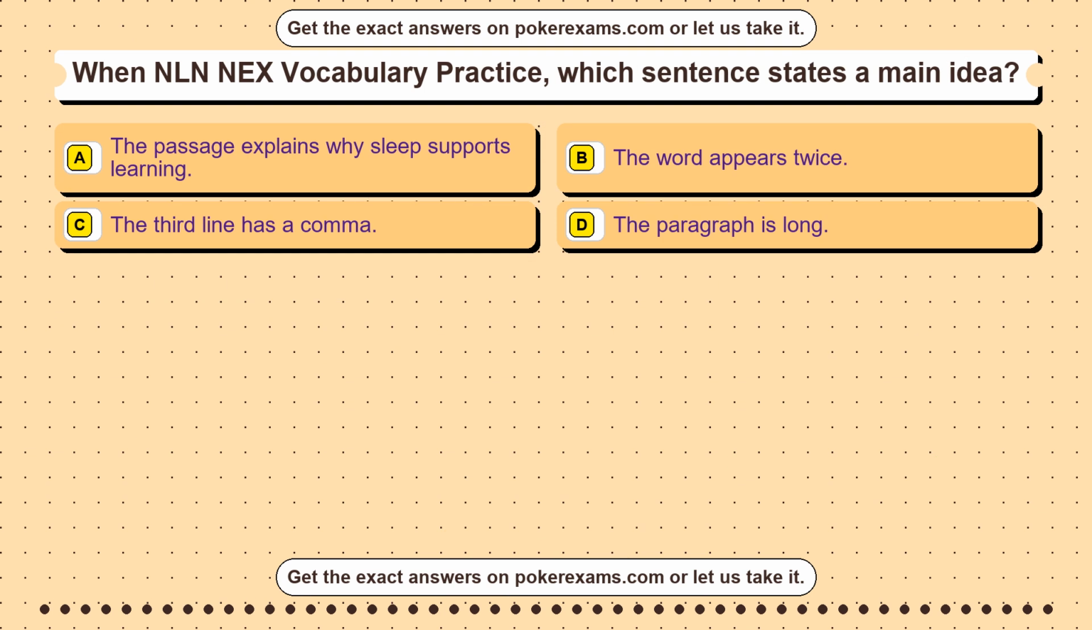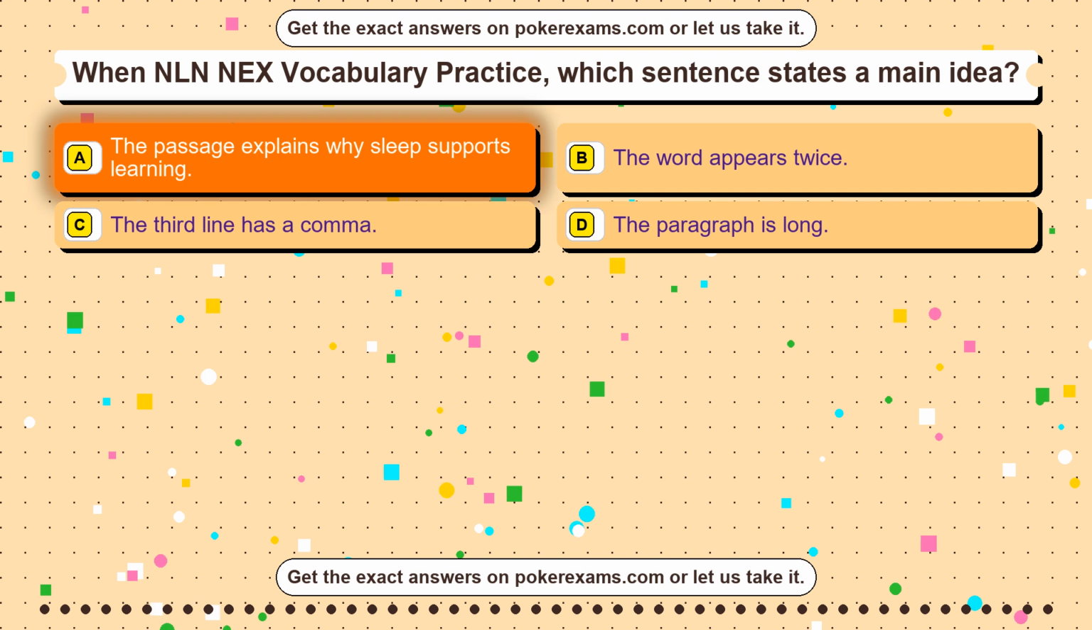Question 29. When GED test prep, which angle measures exactly 90 degrees? Option A, right angle. Option B, acute angle. Option C, obtuse angle. Option D, straight angle. The correct answer is option A.